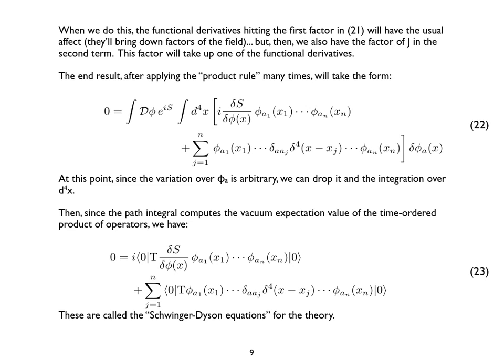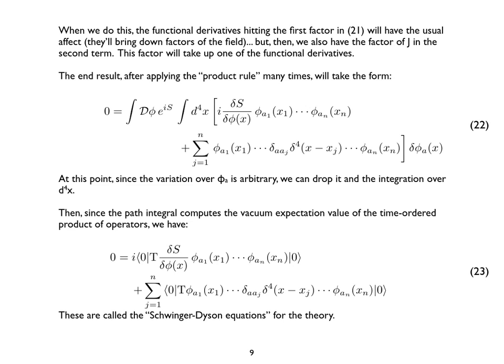Good point. So what do we want to do? We know that this thing has to be arbitrary, except at the endpoints. So we can drop it and basically work with the stuff in the square brackets. It's telling us that the stuff in the square brackets has to be 0, because the left-hand side is 0.